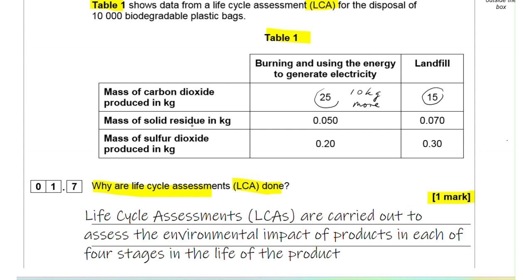Let's consider the mass of residue. Burning produces 0.050 kilograms, whereas landfill 0.070 kilograms. So clearly landfill produces 0.020 more kilograms of solid residue. Finally, on to the mass of sulfur dioxide produced. Burning is 0.20, landfill 0.30, which is 0.10 more, or a 50% greater mass of SO2 produced. So by annotating the table, we can now take that information and construct our answers.